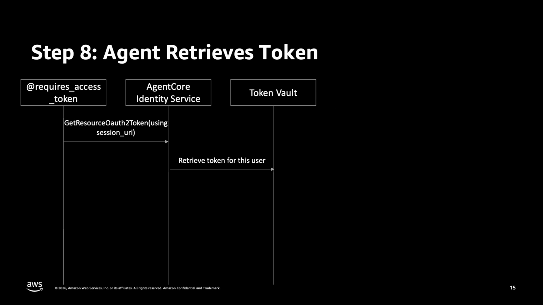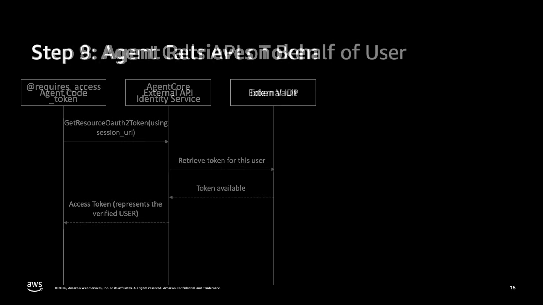The requires access token decorator was waiting for the user to complete authorization. Now that your app has called complete resource token auth and the tokens are in the vault, this decorator retrieves the access token and injects it into the function's access token parameter. This token represents the user, not the agent, not the application. The user who logged in and granted consent. The agent can now call the external API on behalf of that specific user.